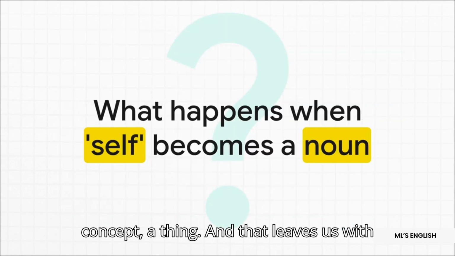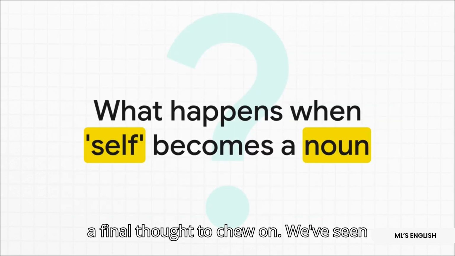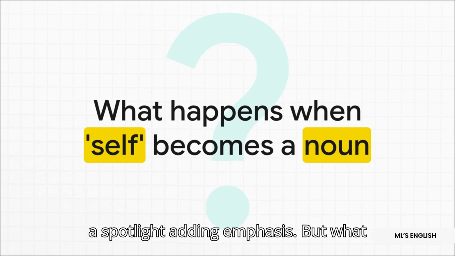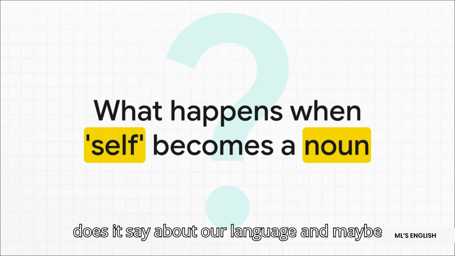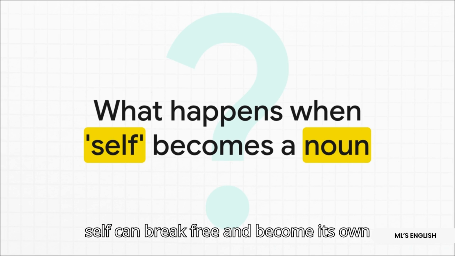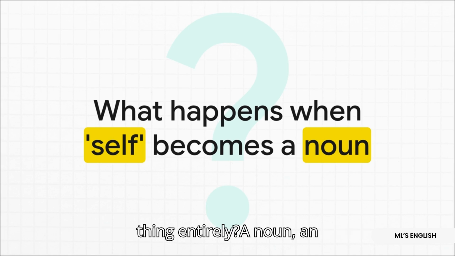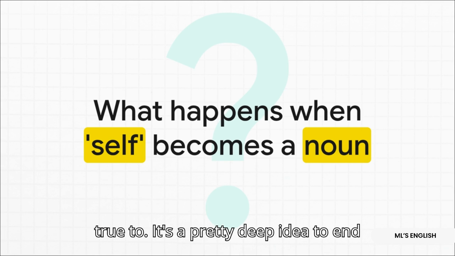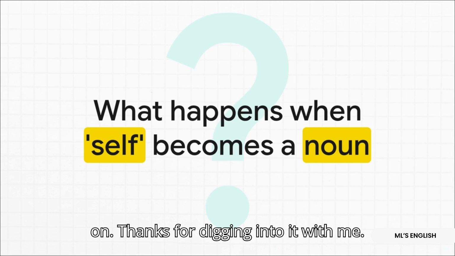And that leaves us with a final thought to chew on. We've seen self as a mirror reflecting action, and as a spotlight adding emphasis. But what does it say about our language, and maybe even how we think, when that little word self can break free and become its own thing entirely? A noun, an idea, an identity. Something to be true to. It's a pretty deep idea to end on. Thanks for digging into it with me.